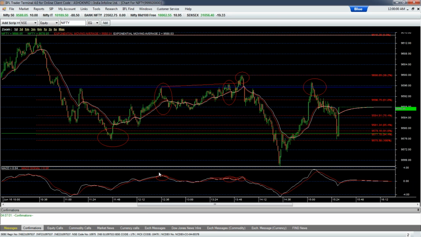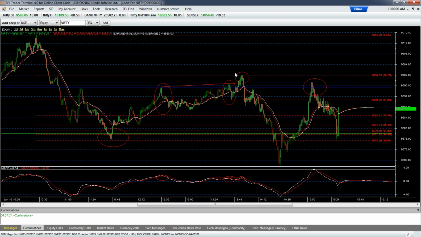Very easy. Combined with MACD over here, this is a higher top, this is a lower top. When it is a lower top over here and a higher top over here, it means that the market, though it is going higher, the MACD is going lower. It means that the trend is beginning to lose momentum. It is going to change, right?